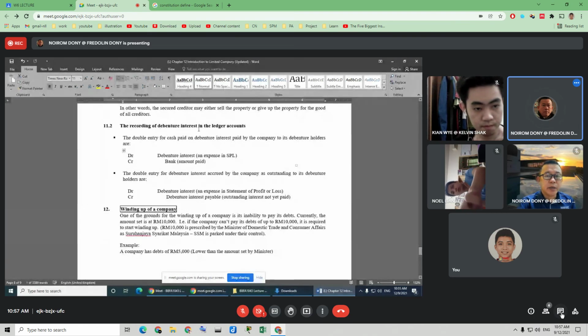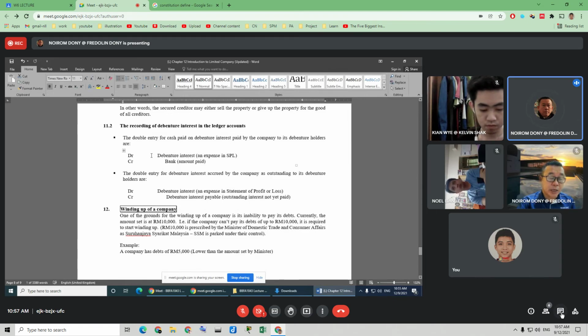Now the recording. Remember, debenture interest is fixed, just like preference share. Every year, regardless of whether the business is making a profit or not, the debenture interest still has to be paid. And remember, that is an expense, meaning an expense is a debit item. So when we record, of course, we debit the debenture interest.